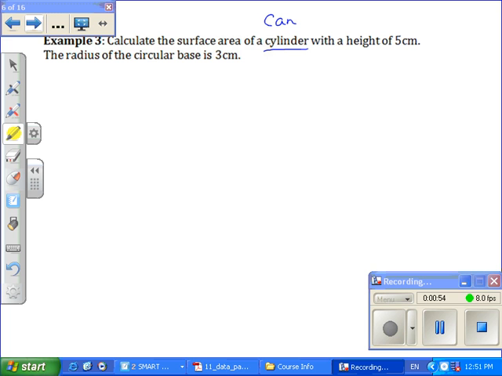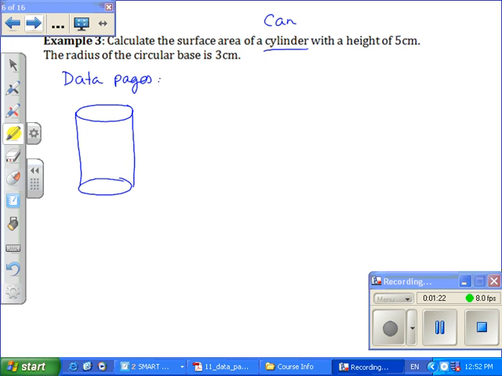It's really helpful for me to draw myself a diagram whenever I have any type of problem related to an object. So I could go to my data pages if I wasn't sure what a cylinder looked like and have a look. There's a picture of a cylinder on page 3 in my data pages. But a cylinder has 2 circular bases, one on the bottom and one on the top. And then it has a height. And so it looks like this.